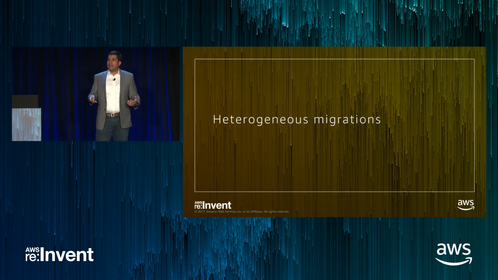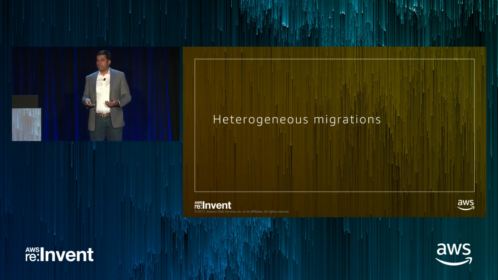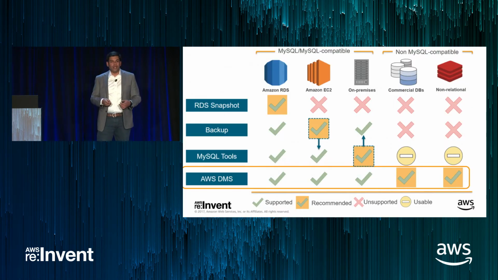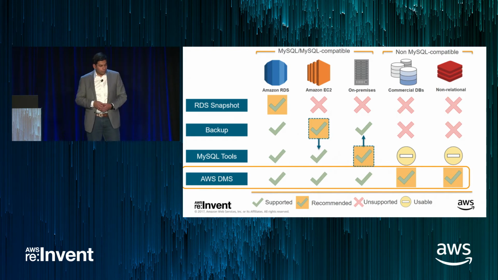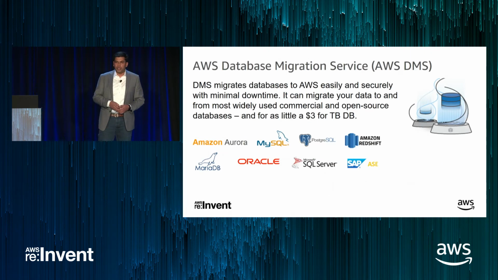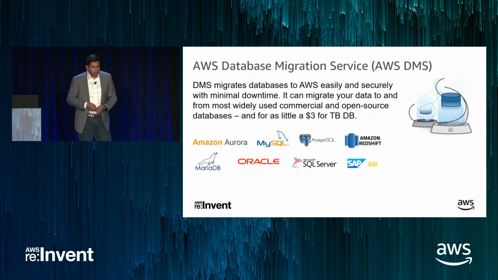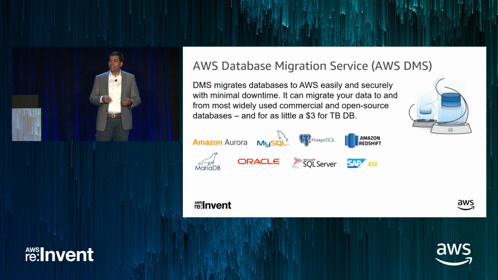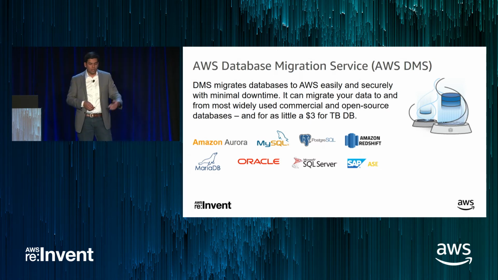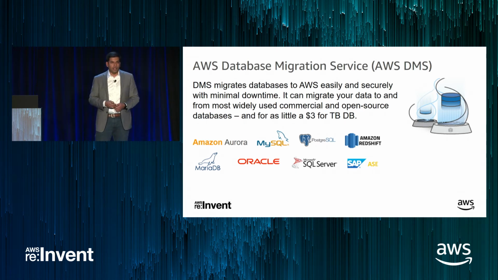So that's about migrations from sources which are compatible with MySQL. What about situations where you are not running a MySQL database? Maybe you're running a commercial database. Maybe you're running a NoSQL database, such as MongoDB. For that, you might want to consider AWS Data Migration Service, and let's dive deeper into it. So what is AWS Data Migration Service? It is a managed service that allows you to easily migrate your data from most of the widely used sources, they are all listed here, to a target destination. So in this case, Aurora as well.